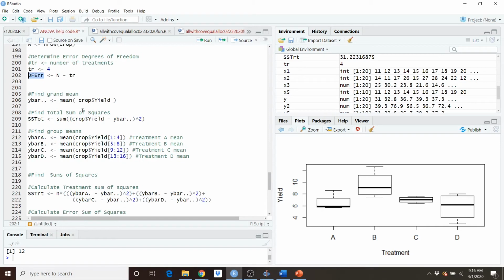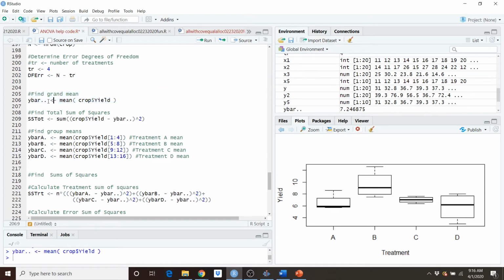Now I need to find my grand mean. Well, that's just the mean of my responses. And remember, my responses are the yields. So y bar dot dot, that's going to be my grand mean. And that is 7.24.